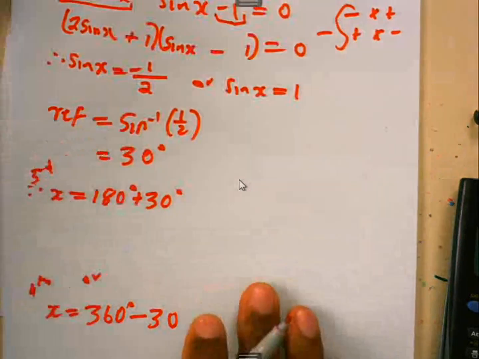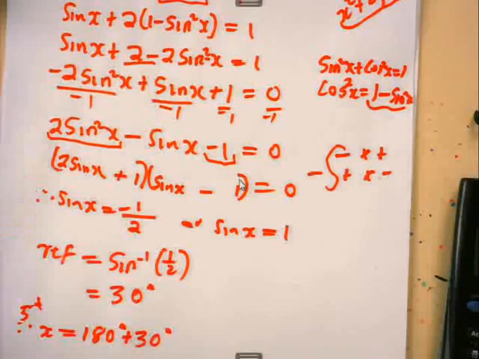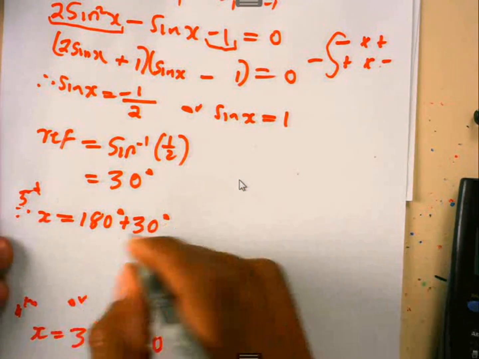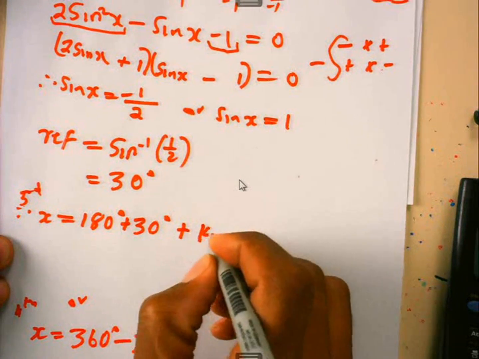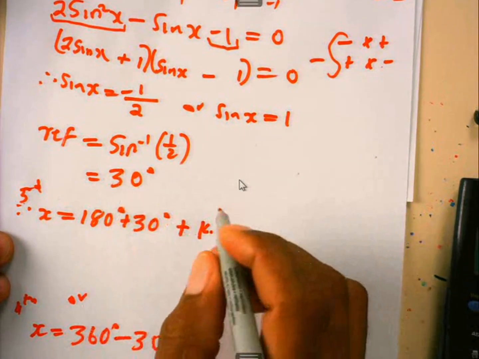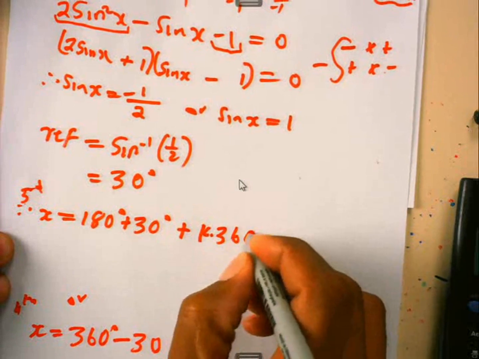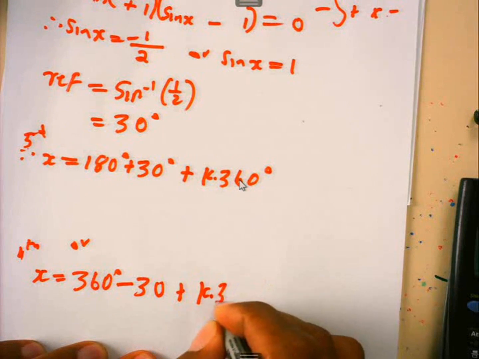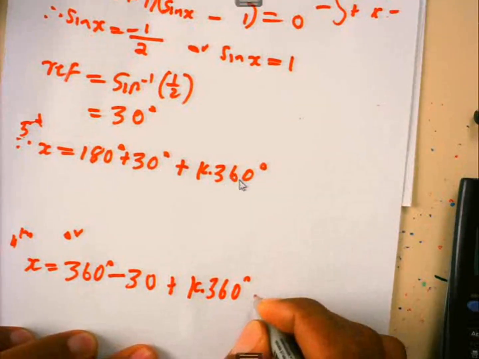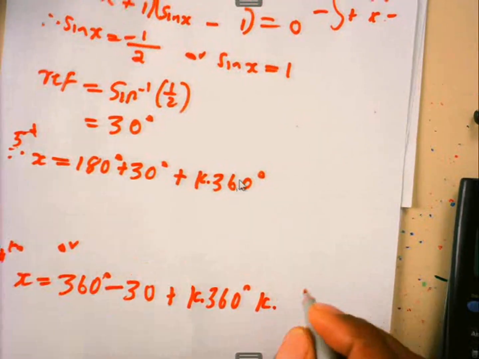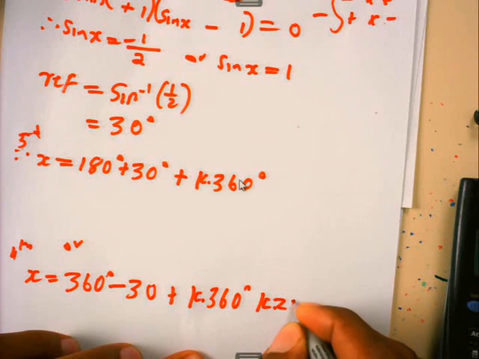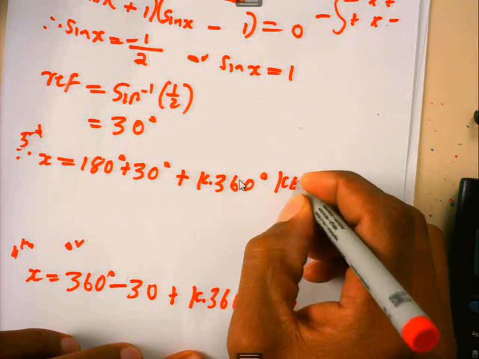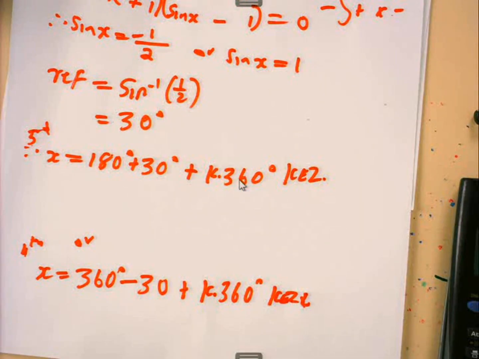Right, now, what was the question? Determine the general solutions. Right, what do I know about the general solutions? Of course, from this equation, I add k times the period of sine. The period of sine is 360 degrees. And also, I do the same, I add k times 360 degrees. Of course, we mustn't forget to say k is an element of the integers, and also k is an element of the integers on this side.